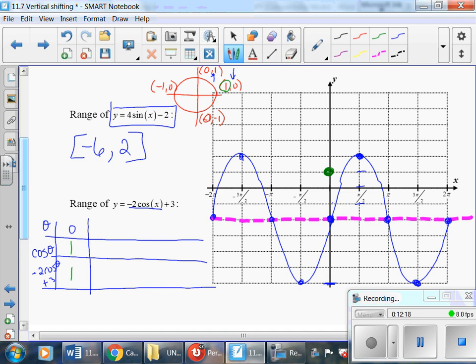Now this one, I'm not going to use my midline. I'm just going to use my table. So now my next one is pi over 2, which is 90 degrees. So that's up here. And my cosine of pi over 2 is 0. So negative 2 times 0 is still 0. 0 plus 3 is 3. So at pi over 2, I'm at 3. So I'm up here.